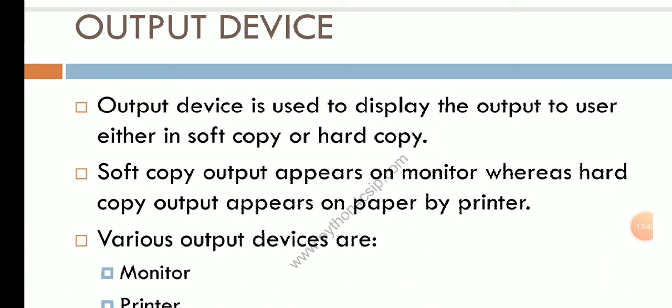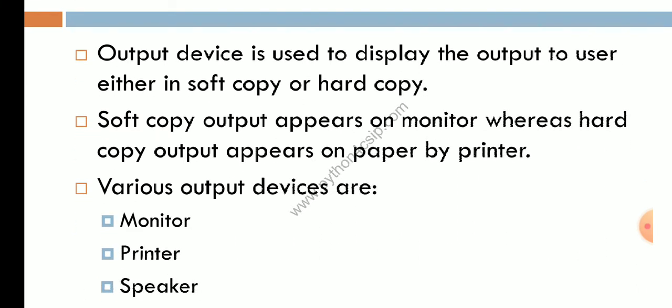Output device is used to display the output to the user, either in the form of soft copy or hard copy. Already we have discussed what is soft copy and what is hard copy.